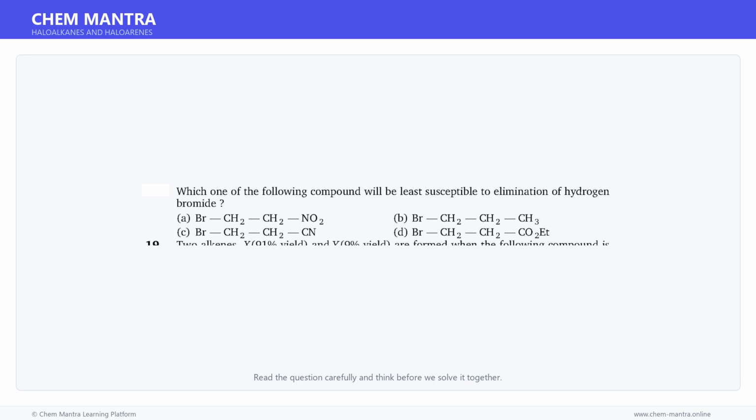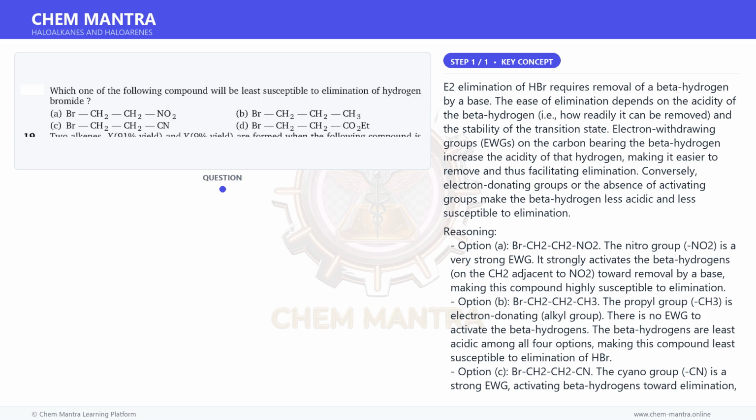Here is a question. Read it carefully and think about the answer. Let us solve it step by step. Let us first understand the key concept here. E2 elimination of HBr requires removal of a beta hydrogen by a base.